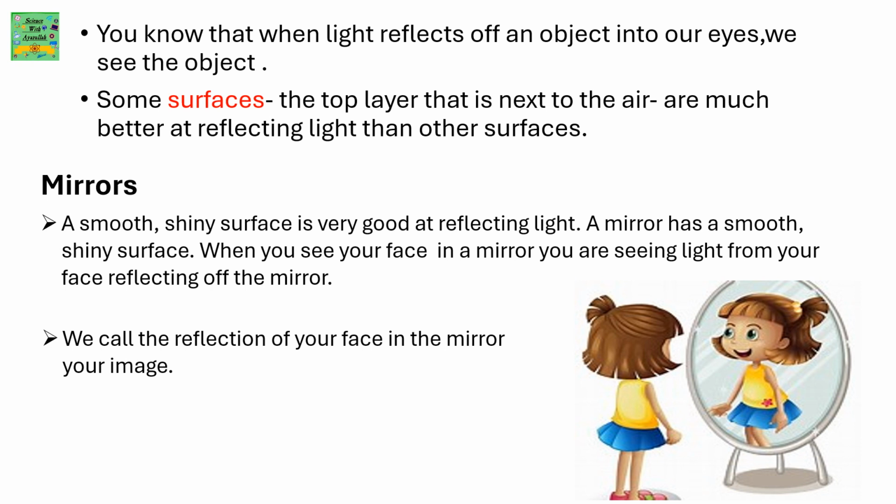You know that when light reflects off an object into our eyes, we see the object. Some surfaces, the top layer that is next to the air, are much better at reflecting light than other surfaces. Mirrors. A smooth, shiny surface is very good at reflecting light. A mirror has a smooth, shiny surface. When you see your face in a mirror, you're seeing light from your face being reflected off the mirror. We call the reflection of your face in the mirror your image.